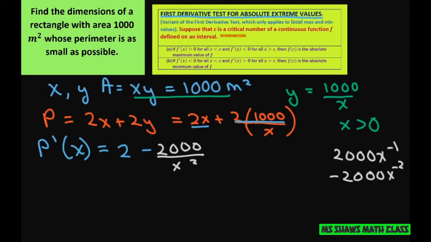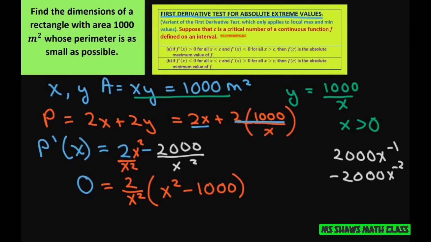Now, what I can do is go ahead and rewrite this by pulling out the 2, and we're going to also put an x squared here in the denominator, just so we have the same denominator. So it's 2 divided by x squared, and you're going to have x squared minus 1,000 to factor that out. All right. Now, to solve for your critical number, we're going to set this equal to 0.